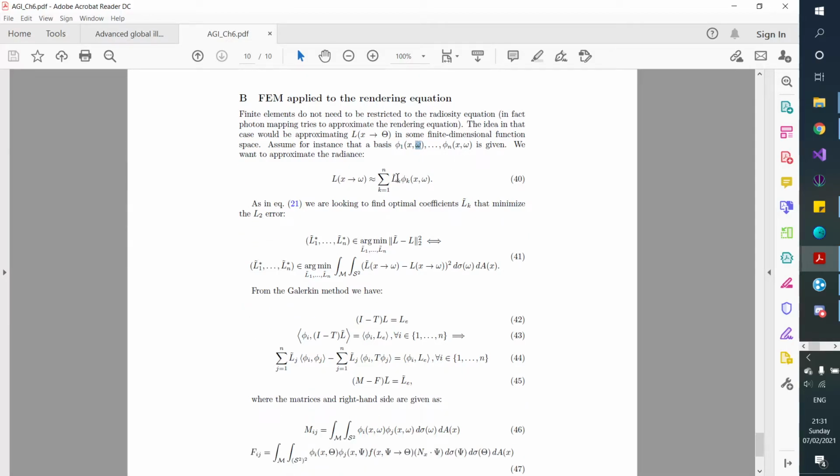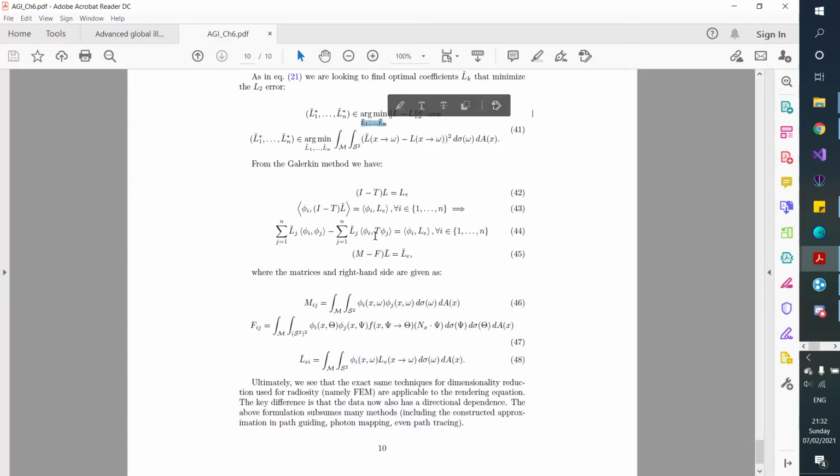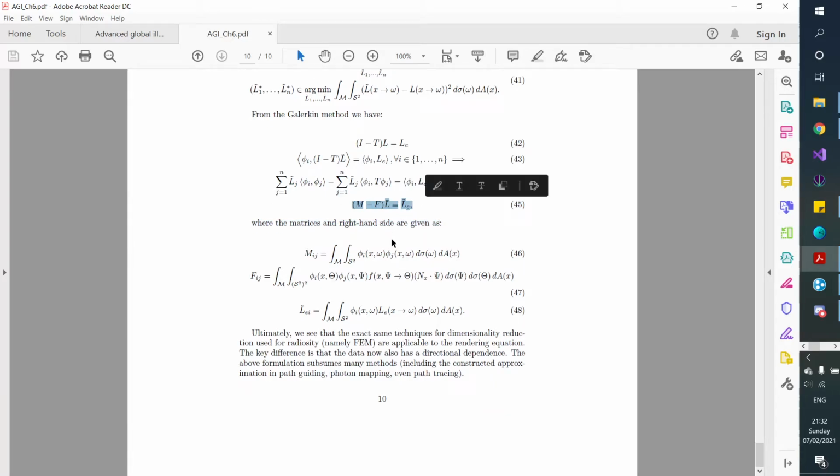Then for your approximation, once again, you would have n coefficients multiplied by the basis functions. We want to achieve the same thing. We want to have the error be minimal between our approximation and L. So we want to find the best coefficients. We take the original formulation of the rendering equation in operator form, inner product with the n basis functions. You rewrite that, then you get the matrices, and I've written explicitly the matrices that you get.